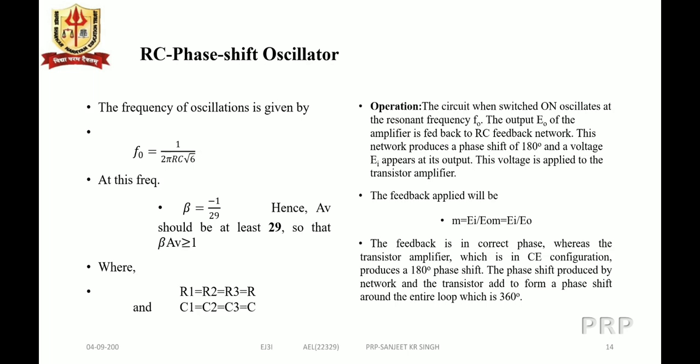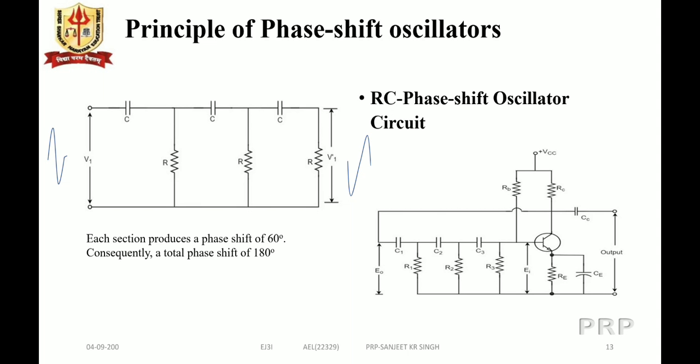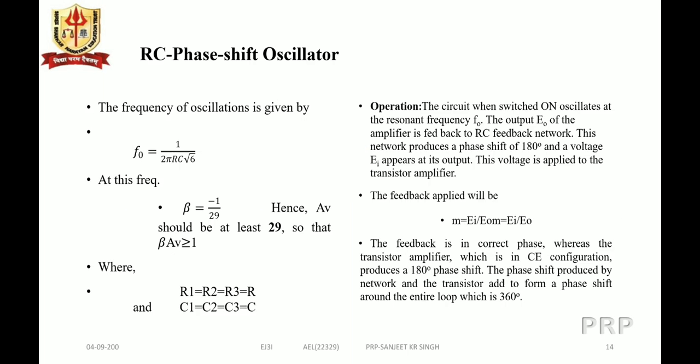Now this 360 degree phase shift, or 180 degree phase shift for the three stages of the RC network, will take place at only one frequency, that is the frequency of oscillation. This frequency of oscillation is given by f0 is equal to 1 upon 2 pi RC into root 6. This is the frequency of oscillation for the RC phase shift oscillator.